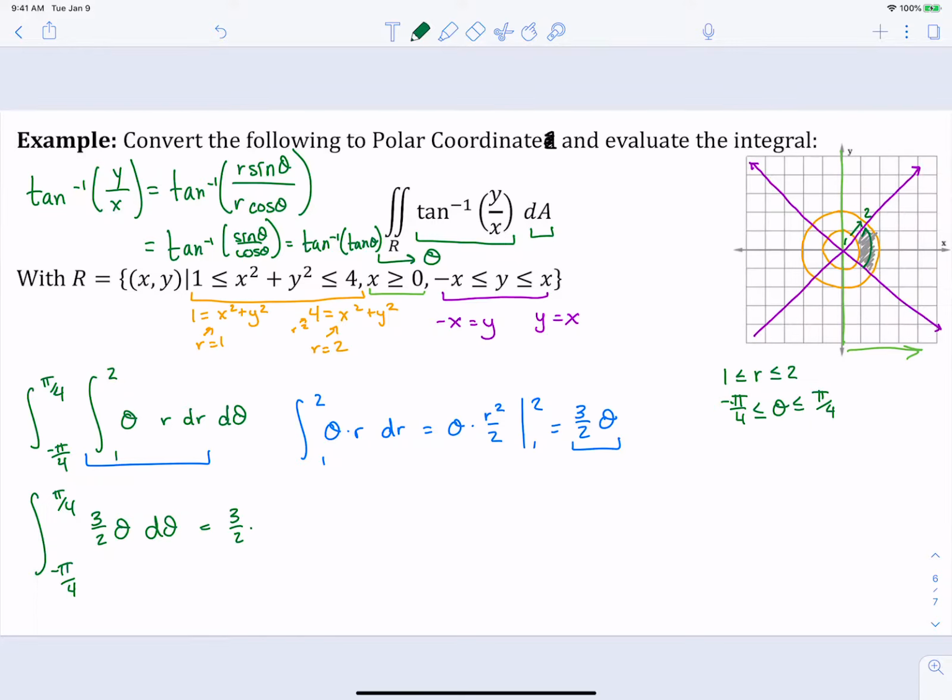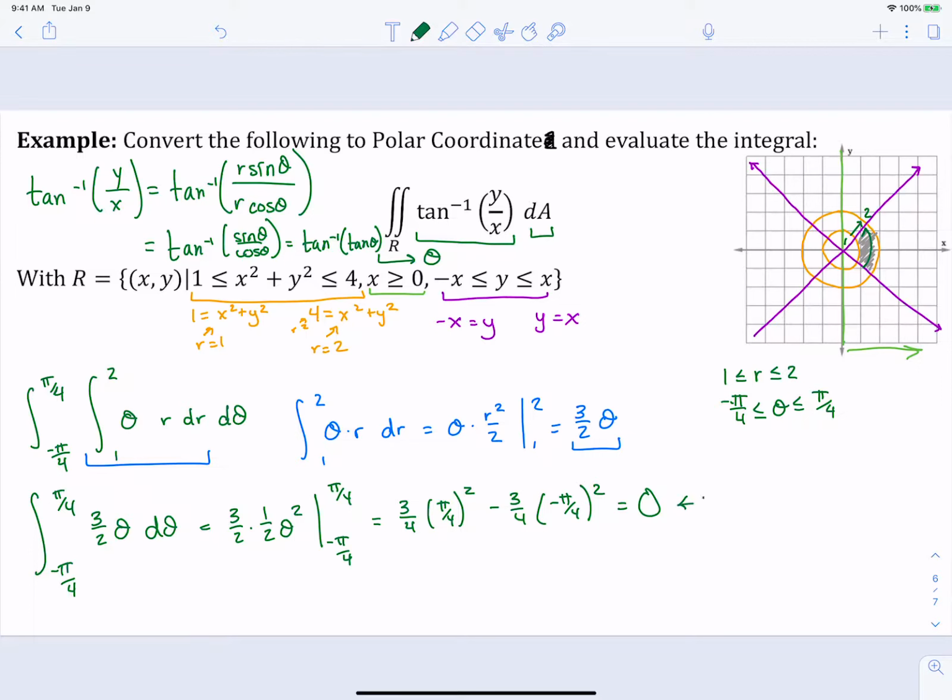So we're going to get 3 over 2 times 1/2 theta squared. And again, theta is just like any other variable, so all the rules of integration still apply. And when we go to plug things into this, we're going to get 3/4 times pi over 4 squared minus 3/4 times negative pi over 4 squared. And you know what? This is highly unsatisfying because that ends up being 0.